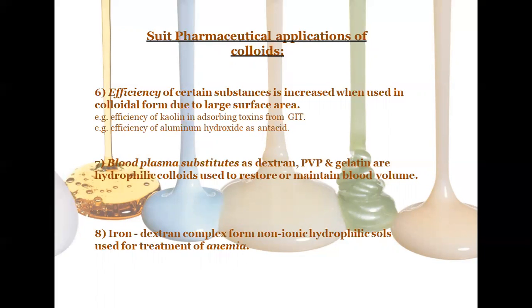Then, the efficiency of certain substances is increased when used in colloidal form due to large surface area. Examples are the efficiency of kaolin in absorbing toxins from the GIT and of aluminum hydroxide as an antacid. Blood plasma substitutes such as dextran, polyvinyl pyrrolidone, and gelatin are hydrophilic colloids used to restore or maintain blood volume. Next is iron dextran complex, forming ionic, non-ionic hydrophilic salts, used in the treatment of anemia.